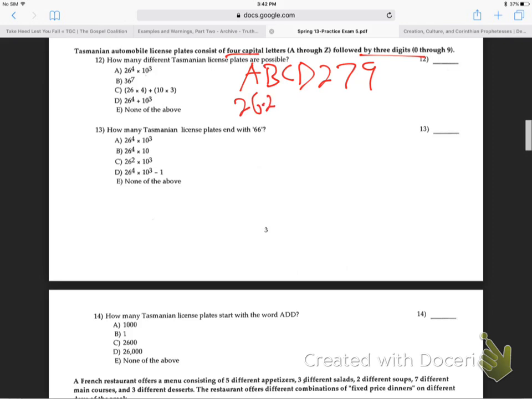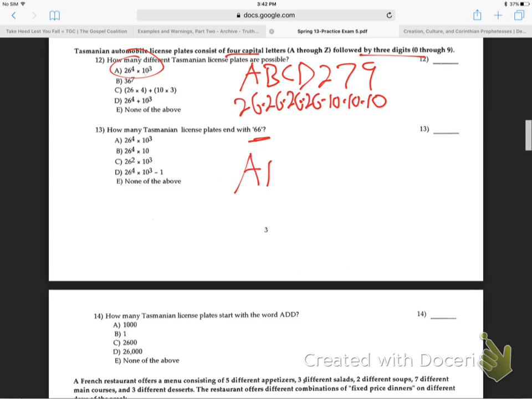26 options, 26 options, 26 options, 26 options, 10, 10, 10. You good with the digits? Each have 10? Right? Because the digits are 1 through 9, which is 9, and then 0 makes the 10th digit. So there's 10 options for this. So you just multiply those. Oh, here it is. 26 to the 4th times 10 to the 3rd. Good?